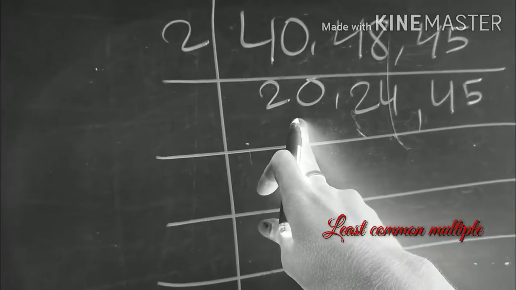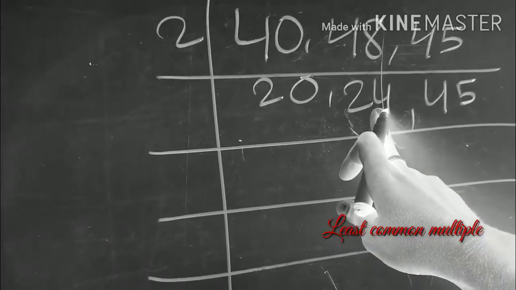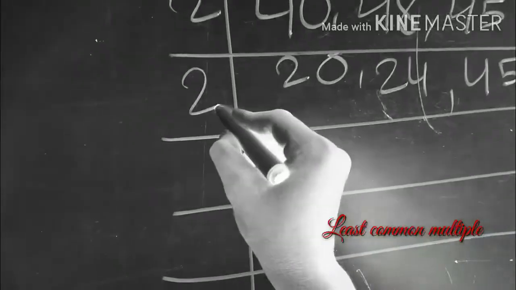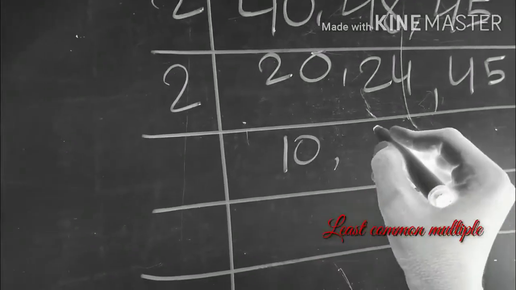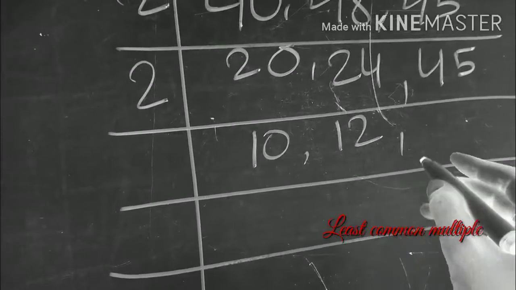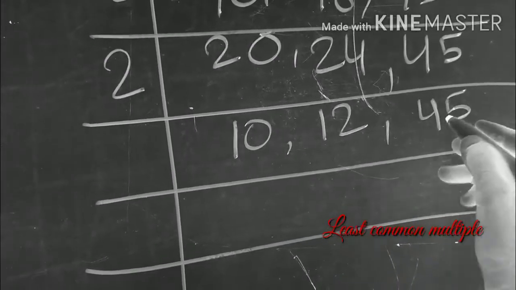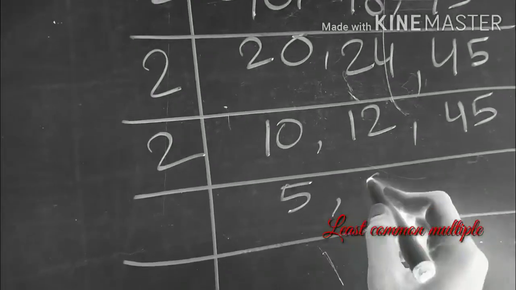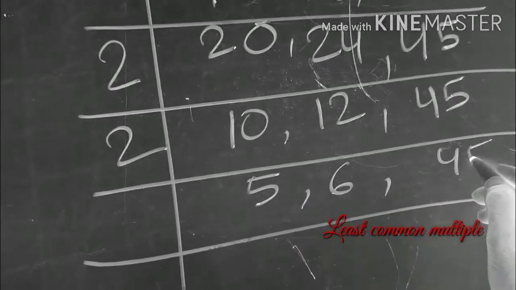40 is divisible by 20, yes. 48 is divisible by 20, yes. 45 is not. So at least I need 2 terms. 2 terms I am getting. 2 tens are 20, 2 twelves are 24, 45 is common. Next 2, yeah. 5 twos are 10, 6 twos are 12, and 45 is common.